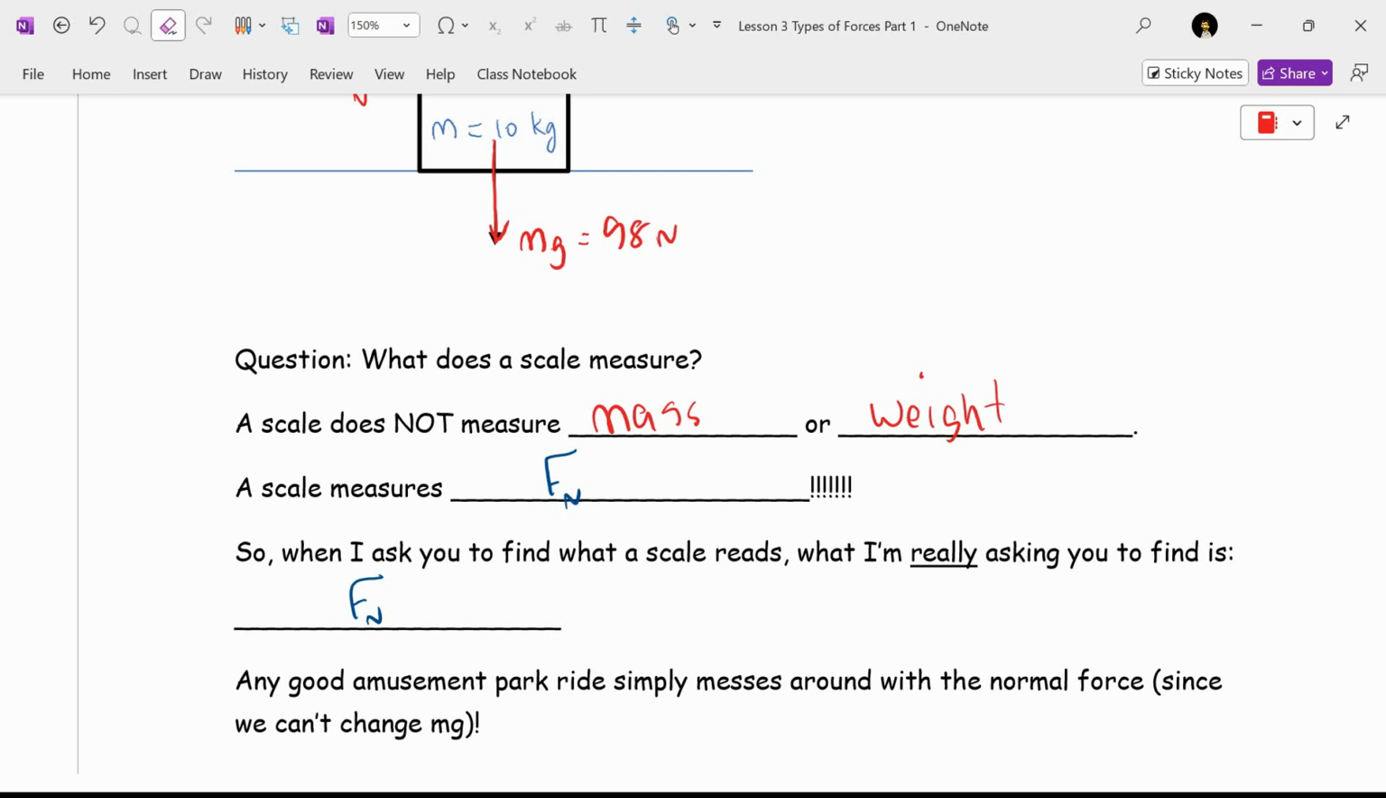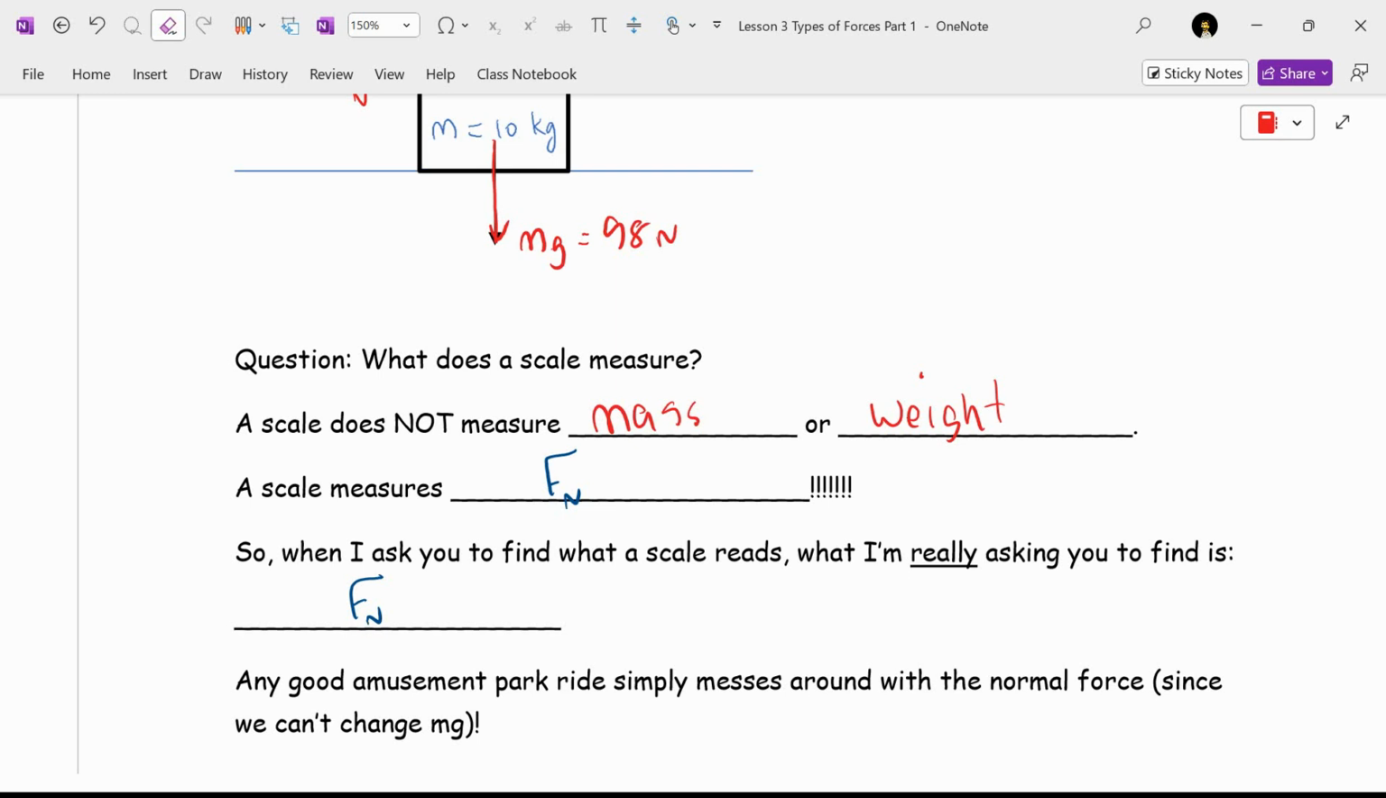Why? No normal force. Still gravity. No normal force. And this is important because all a good amusement park ride does is muck around with the normal force. We can't change mg, we're not God, but what we can do is change how hard the chair of the ride that you're sitting in pushes up on you. We can put you into a partial free fall where the normal force will get less, or we can have you accelerate up where the normal force will get more.